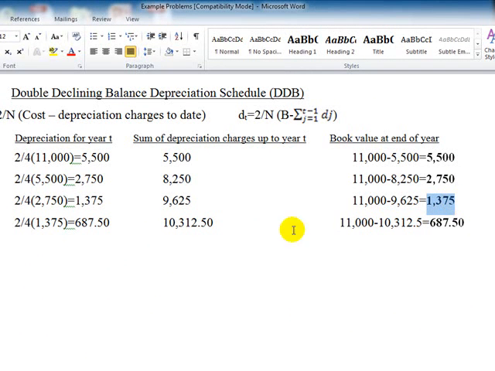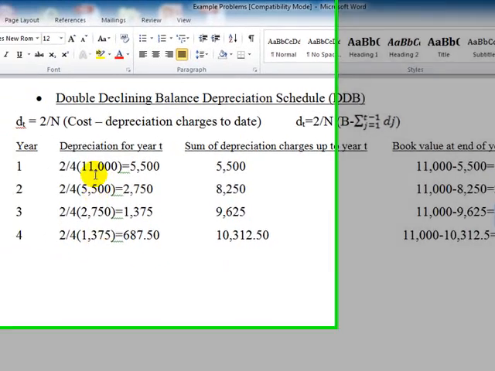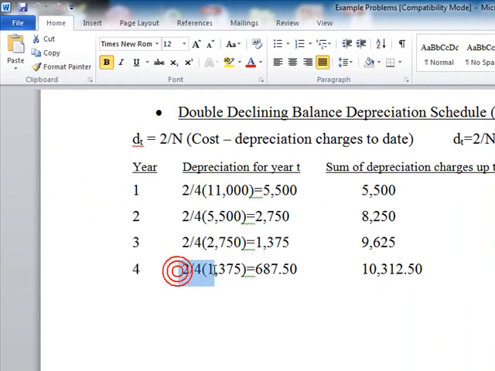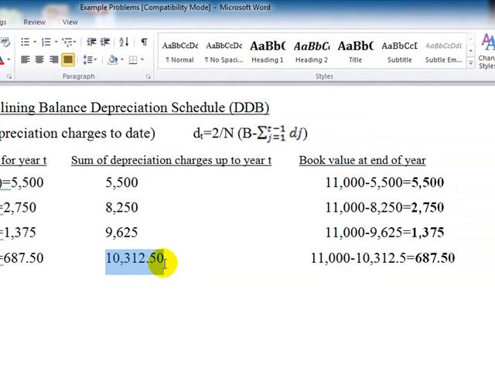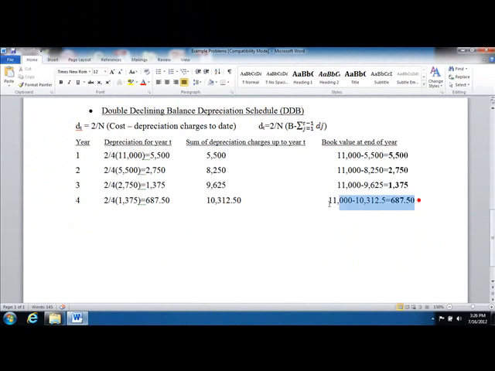Now we use that value to calculate the depreciation for the fourth year, just like we did for the first 2 years, right? We put 1,375 here, and we get the depreciation charge for the fourth year as 687.5. We add that to the sum of depreciation charges until the previous year to get the total depreciation, 10,312.5, right? And the book value is 687.5 if we subtract the depreciation from the initial cost. So that's the answer for the fourth year.